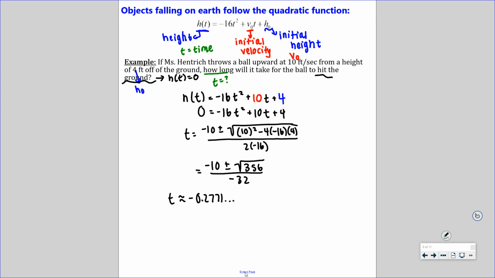All right, so for that one, we got 0.9021. This is all time measured in seconds, since my velocity was measured in feet per second. Now, if we're talking about time, which one of these doesn't make sense? Negative, right? So you can ignore that solution. The reason why we got a negative solution, though, really quick. So if I threw a ball, I'm 4 feet off the ground. There's me.